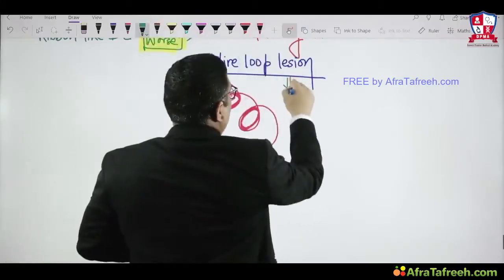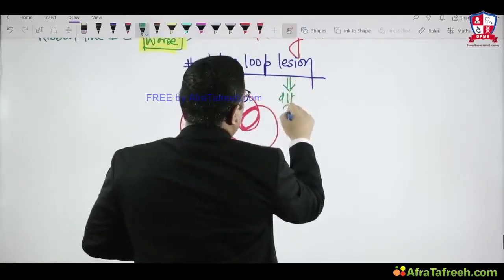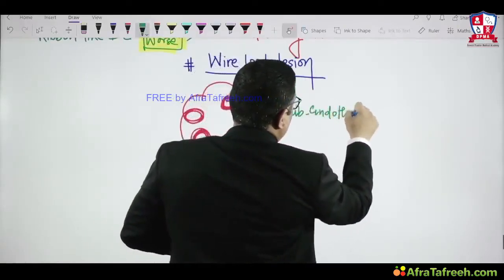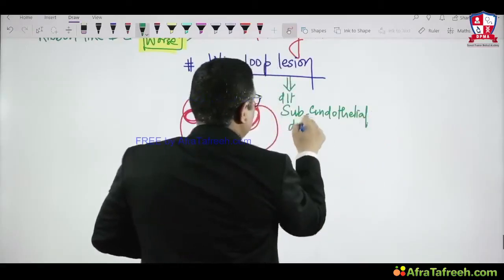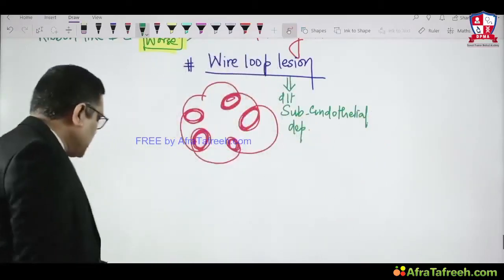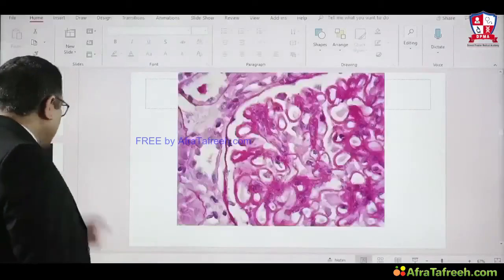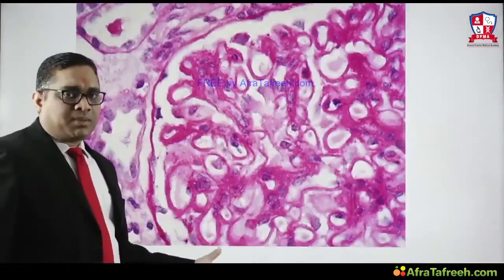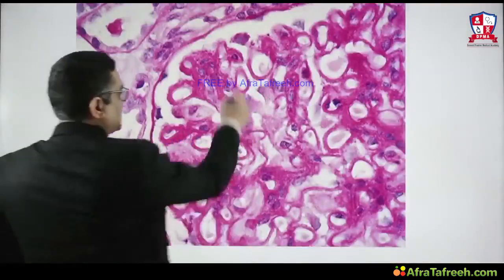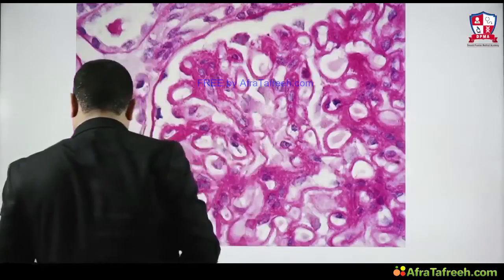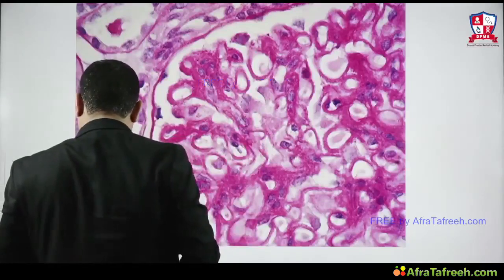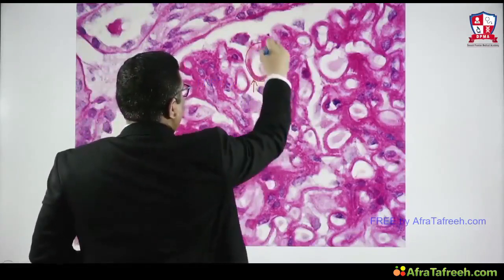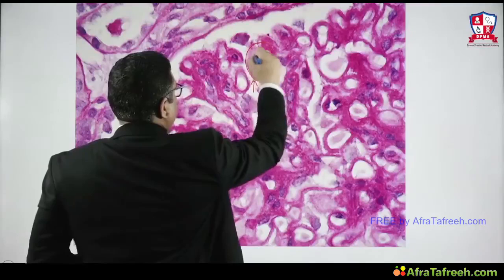So the examiner will ask you, wire loop lesion is due to which type of deposit? Subendothelial deposit. So wire loop lesion is a subendothelial deposit, and here I would like to show you the picture of the wire loop lesion. This is the renal biopsy with PAS stain, and you can notice a beautiful wire loop lesion. If you look at this area, you can see there is a capillary loop, and there is a pink deposit.